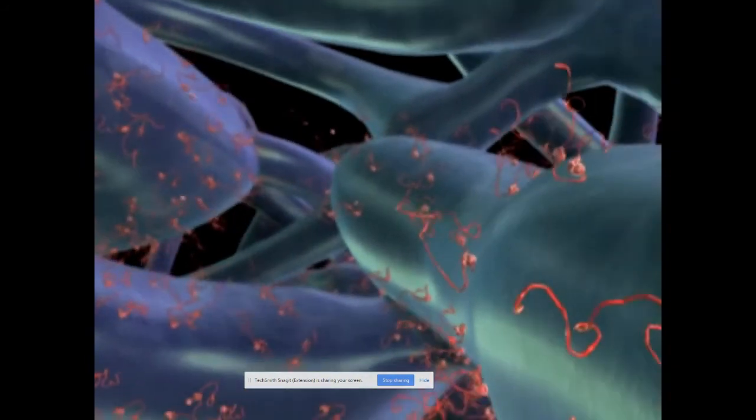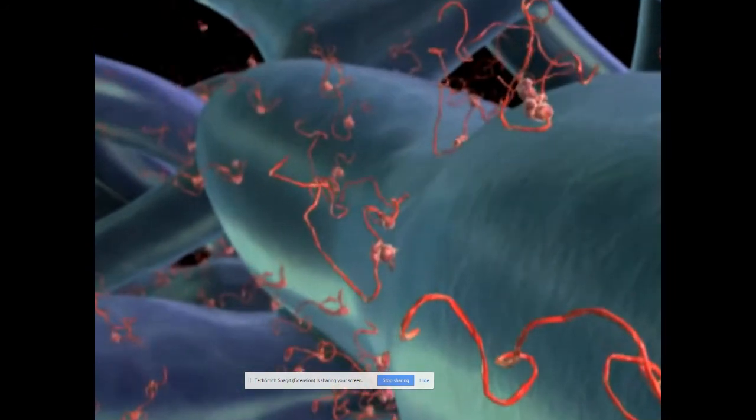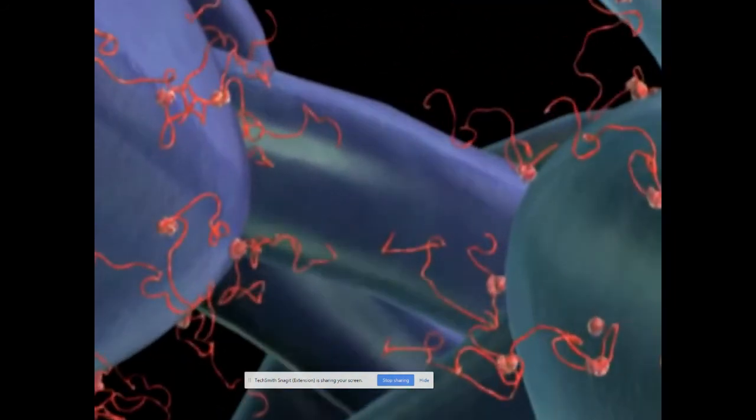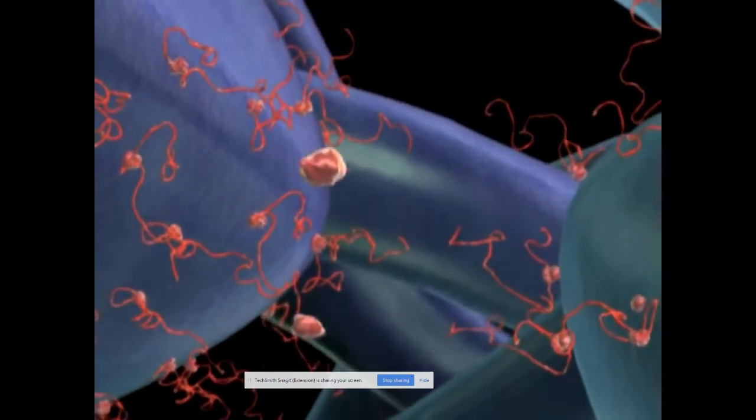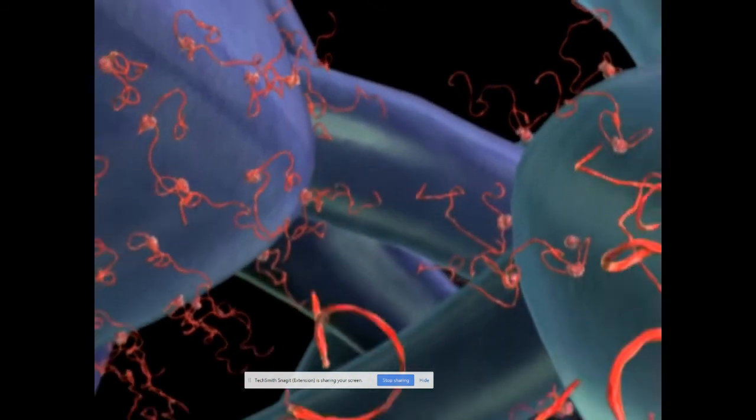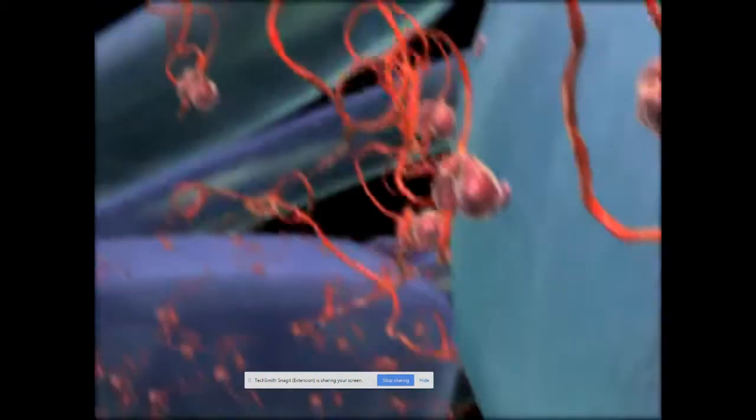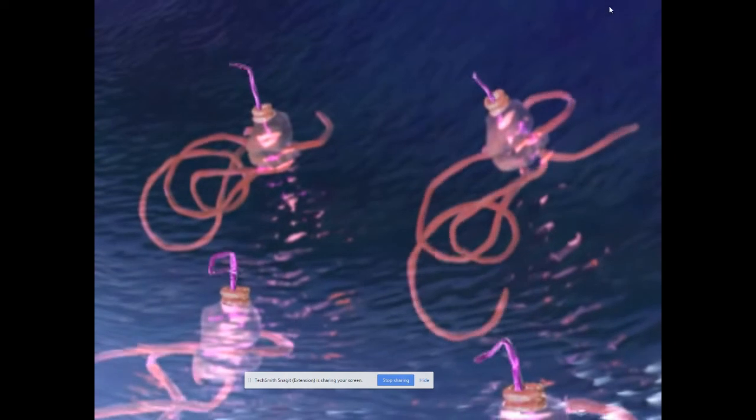Rough ER is covered with ribosomes. Smooth ER lacks ribosomes. Lipids are made in the smooth ER. Let's go inside the rough ER.